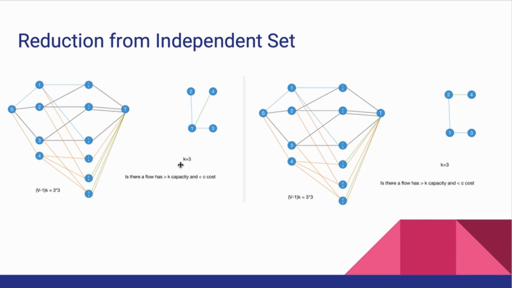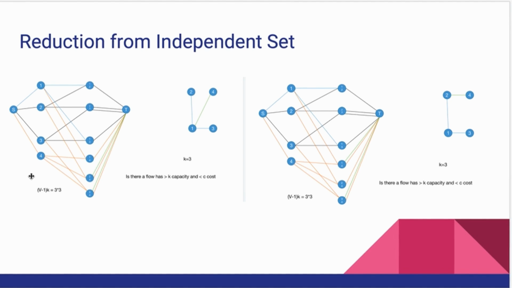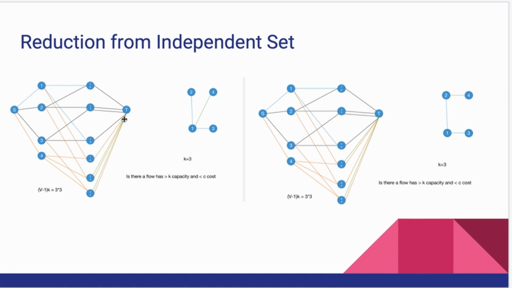As you can see, if we add another vertex 4 into this independent set graph, we will have the largest independent set k equals 3, which is 2, 3, 4, these 3 nodes, and we expand this graph a little bit like this. Because 4 is connected to 1, the 1 has only 1 edge, which means 1 capacity toward the sink.